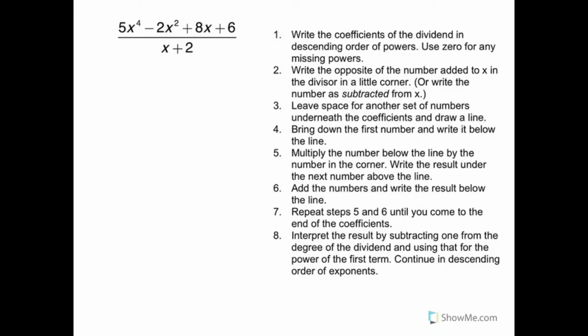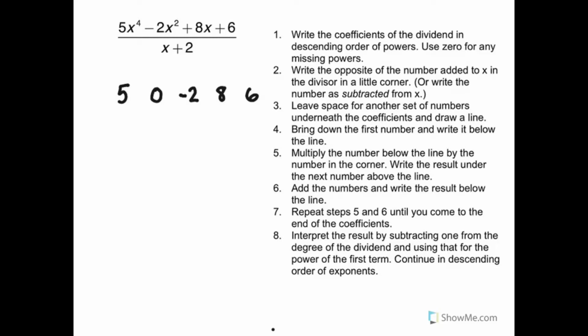Let's go through another example with the steps. So the first step is to write the coefficients of the dividend in descending order of powers and use 0 for any missing powers. So I have 5x fourth minus 2x squared, and there's an x third missing. So I'm going to write 5, 0 for the x third, negative 2, and then I don't have any more missing powers, so just write the rest of the coefficients. Make sure you capture the sign.